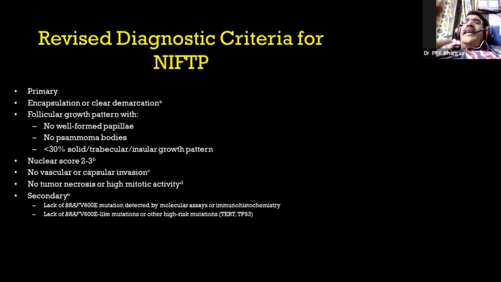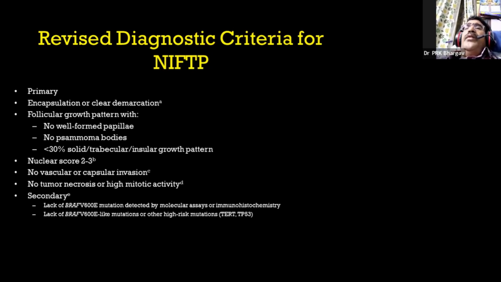See, this is the criteria for NIFTP. It's a very good recent criterion. Basically, it should be an encapsulated nodule with a clearly demarcated capsule. The follicular growth pattern should be there with no well-formed papillae at all. No true papillae. No psammoma bodies should be present. Or even if other variants are present, it should be less than 30% component of the PTC variants. The nuclear score should be maximum 2 to 3.